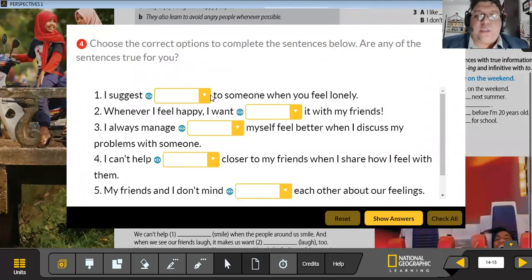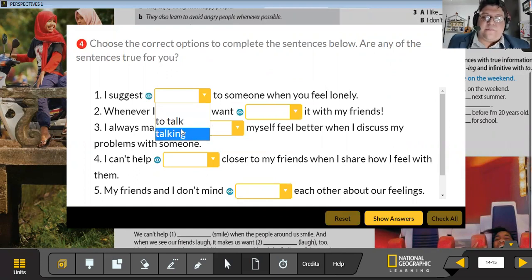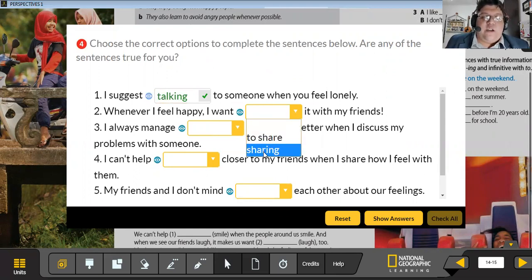Now let's see the first one. Check your notes on page 128. If you don't have the book, check your notes. So I suggest what? To talk or talking? What do you think it's going to be? All right? If you said talking, well, you are correct. I want to share or sharing? If you said share, you are correct.